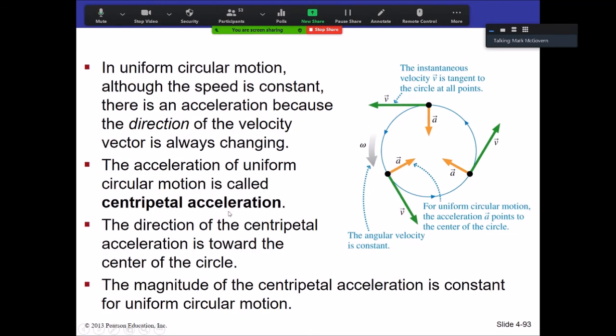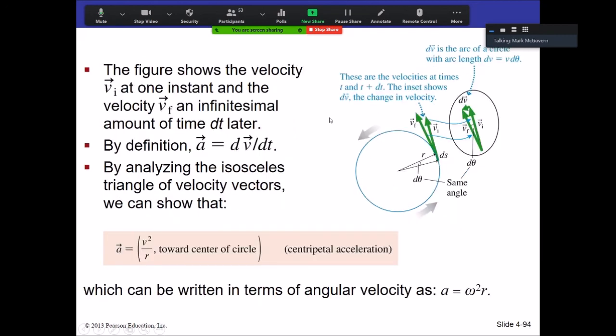We call this the centripetal acceleration. And centripetal means center seeking. So this acceleration always points towards the center of the circle. It's constant as well because the motion is uniform. So the acceleration has to stay constant.